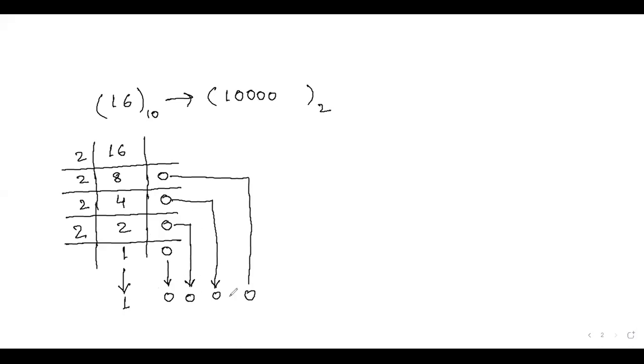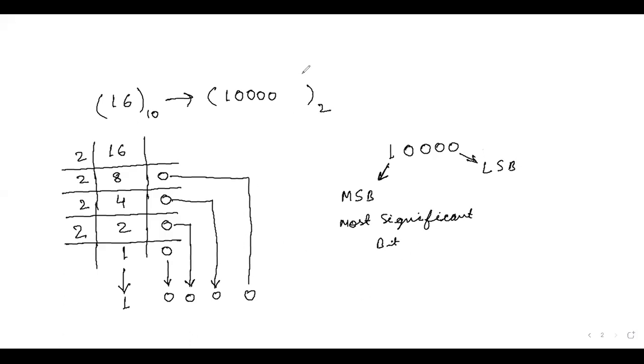Here the bits we have got are 1 0 0 0 0. There are a total of 5 bits, and the one on the leftmost side, what do we call it? We call it the MSB, that is, the most significant bit. And the last one is the LSB. What does LSB mean?